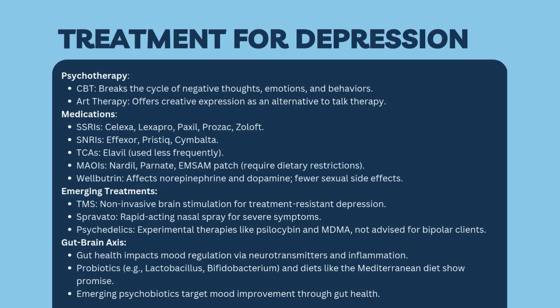So, talking about treatment for depression, it typically involves psychotherapy, medications, or a combination of both. Research consistently shows that combining therapy and medication often leads to the best outcomes, reducing the average length of a depressive episode from 6 months to less than 3. However, treatment is not a one size fits all approach, and individualizing care is essential.